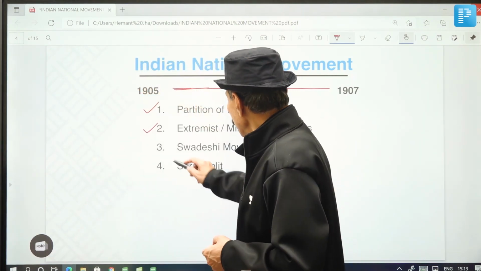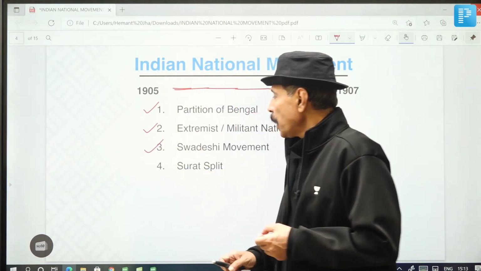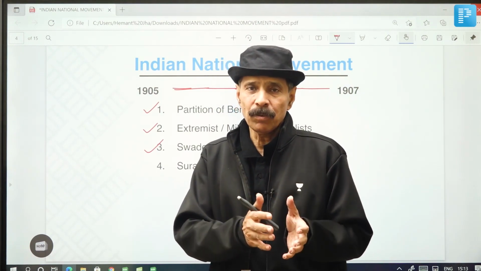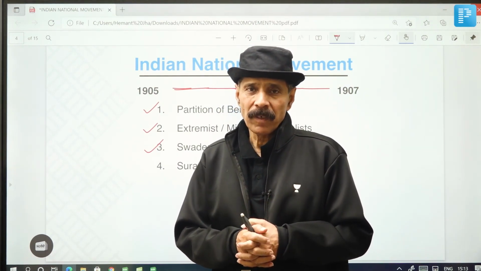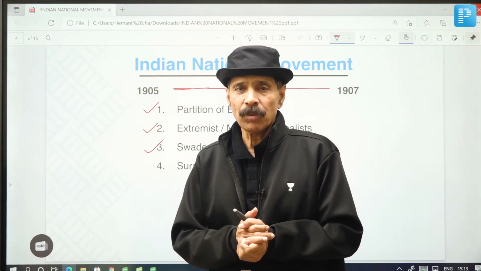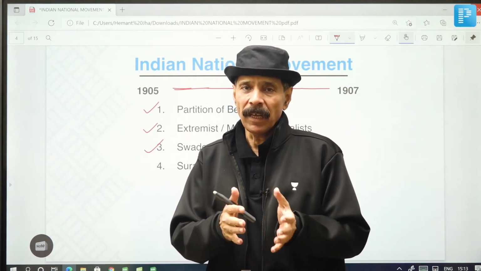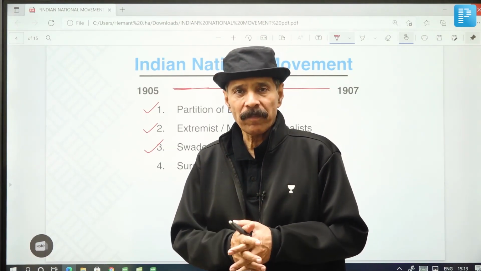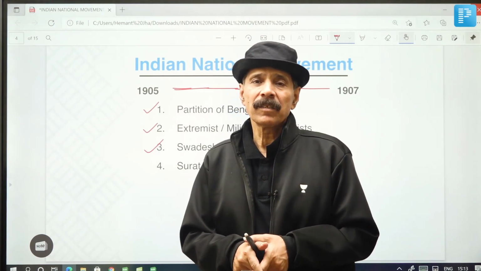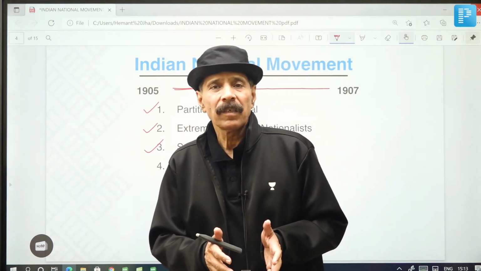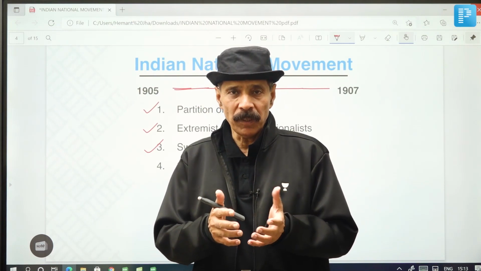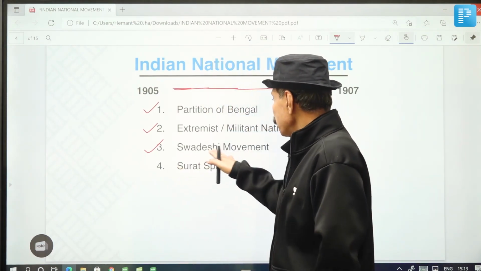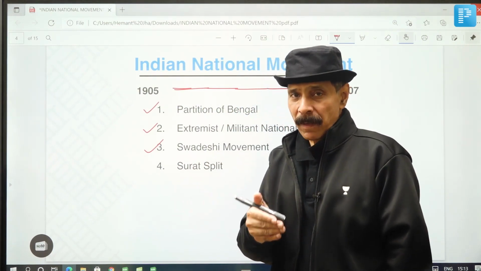Next one is Swadesi movement. As I have said, that partition of Bengal gave birth to anti-partition movement. This came to be known as Swadesi movement. This began in 1905, in the same year when the Bengal was partitioned. And this movement emerged as the first mass movement under Indian national movement. So related to Swadesi movement, there are certain points important for your exam. Let's consider them.